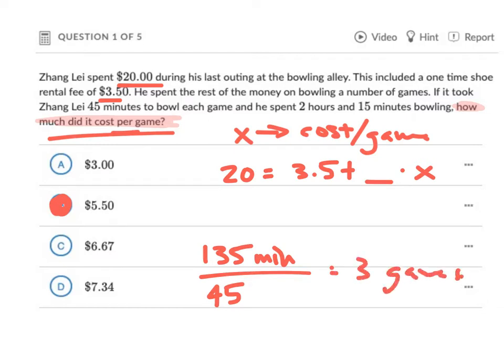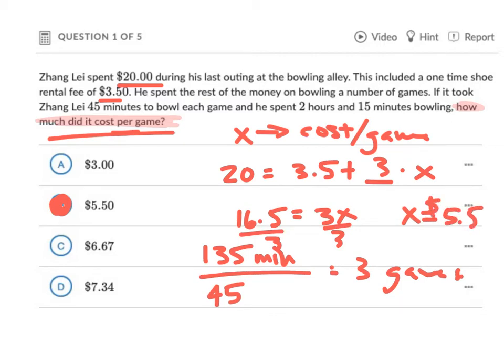All right? And then I just solved that equation for x. I subtract 3.5 from both sides, and I got 16.5 is equal to, nope, sorry, is equal to 3 times x. Divide by 3, and so x is equal to 5.5, and that was the cost per game.